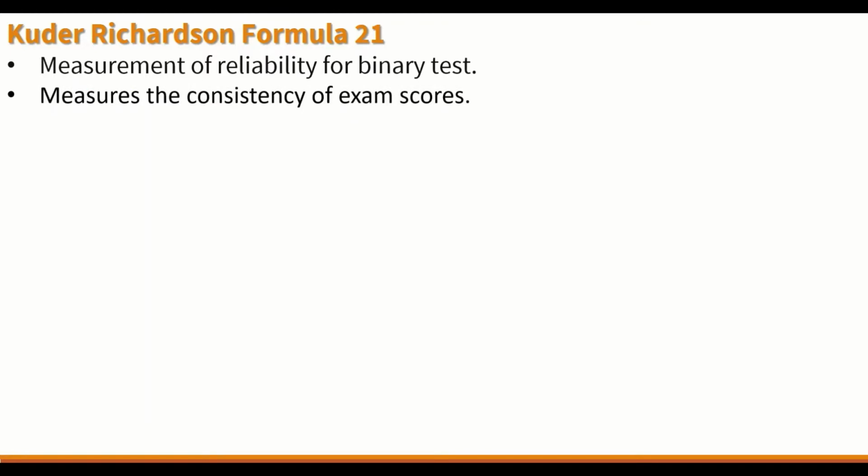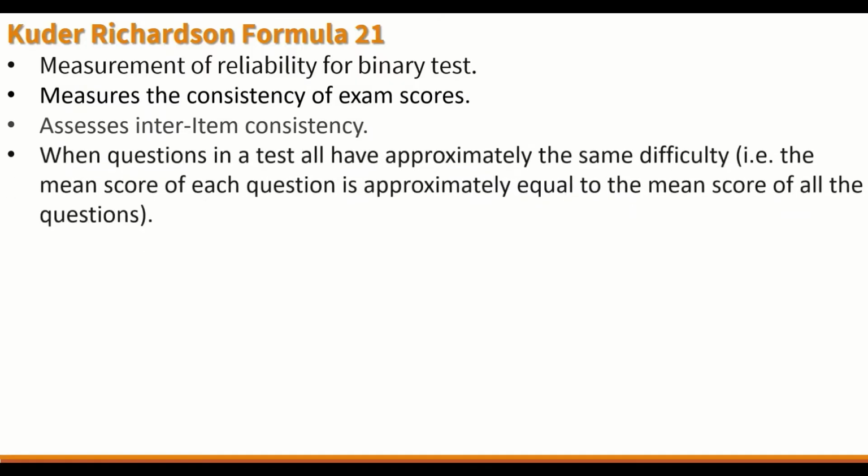So the KR21 measures the consistency of exam scores. The formula assesses the inter-item consistency, and the Kuder Richardson Formula 21 is used instead of the KR20 when the questions in a test all have approximately the same difficulty, i.e. the mean score of each question is approximately equal to the mean score of all the questions.